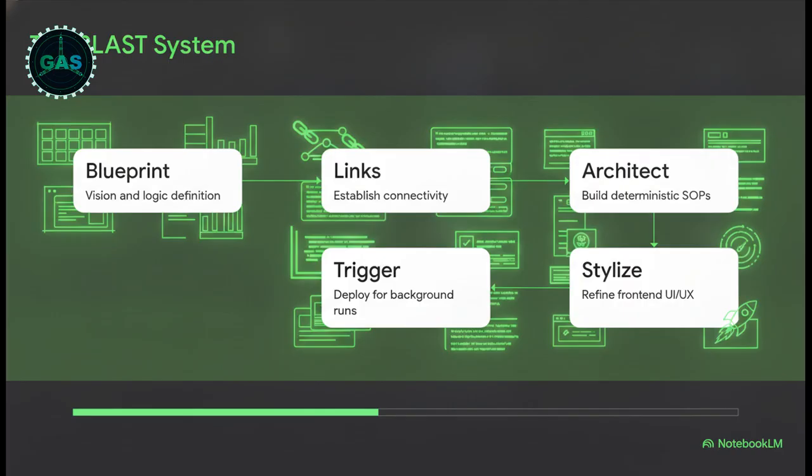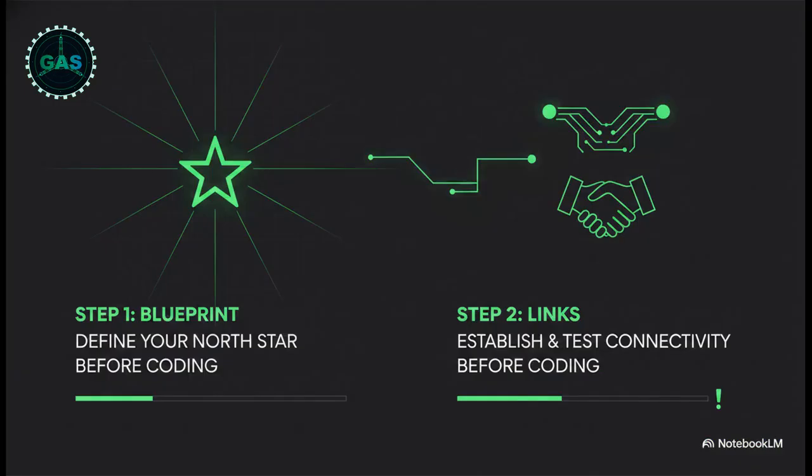It stands for Blueprint, Links, Architect, Stylize, and Trigger. It is literally your ultimate foolproof framework for building full-stack apps. Let's break that down. The first 2 steps really set the foundation. In the blueprint phase, you're defining your North Star in plain English. Like, what is the exact desired outcome here? Where does the primary data live?